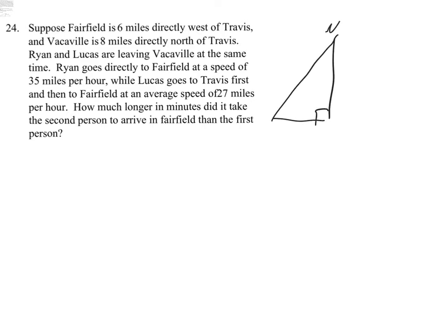And this is, to the north, so this is Vacaville. This would be Fairfield, and this would be Travis, okay? Well, if Fairfield is 6 miles directly west of Travis, that means that this is 6, and this is 8. You should be able to quickly recognize that if this is a right triangle, then this has to be solvable by Pythagorean theorem. But this is actually one of our Pythagorean triples that I told you all to memorize. 6, 8, and that must be 10.